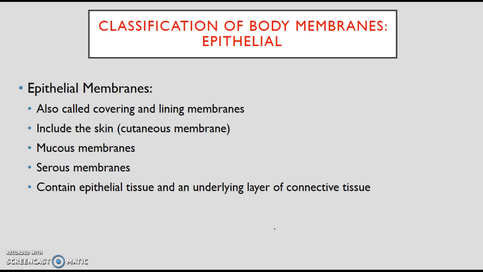So epithelial membranes are our covering and lining membranes, and that completely makes sense after we just finished up epithelial tissue. Epithelial tissue, remember, lines and covers. That's its major role. The cutaneous membrane is a major epithelial membrane, and that is going to be your skin. We're also going to get into mucous membranes and serous membranes. Now, all of these membranes that we're going to talk about contain epithelial tissue at the surface, and then underneath it is going to be a layer of connective tissue.